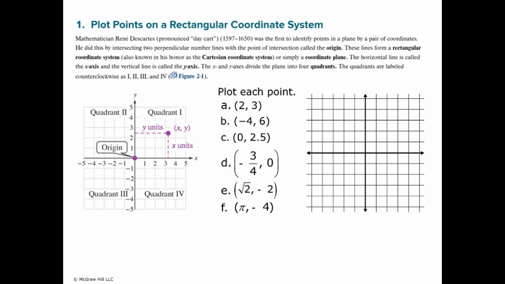Okay, I think you're going to find that section 1.2.1 is a lot of stuff that you already know, but we're going to go through it anyway. So, plotting points on a rectangular coordinate system. Mathematician Rene Descartes, 1596 to 1650, was the first to identify points in a plane by a pair of coordinates. He did this by intersecting two perpendicular number lines with the point of intersection called the origin.